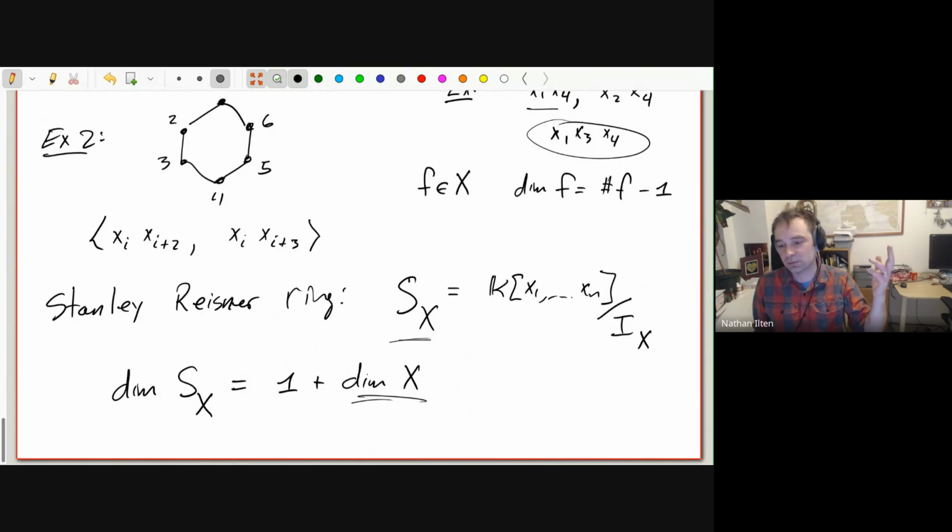And you can ask many other interesting things. You can ask, what's the Hilbert function of this ring? You can ask, is this ring Cohen-Macaulay? And these are all things that have rather straightforward answers in terms of the combinatorics. You could ask something more complicated. For instance, what does the cotangent cohomology of a Stanley-Reisner ring look like? And that's what we're going to spend the rest of today talking about.